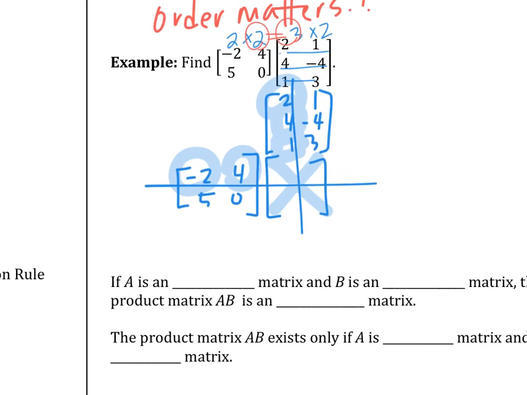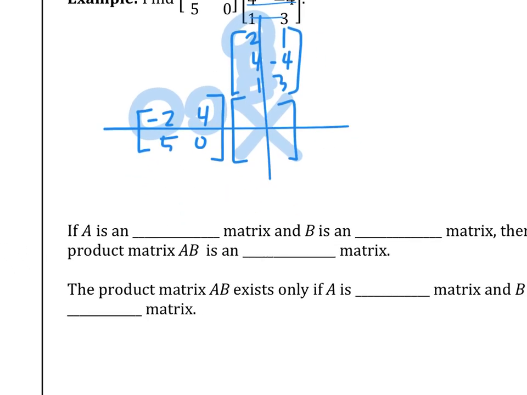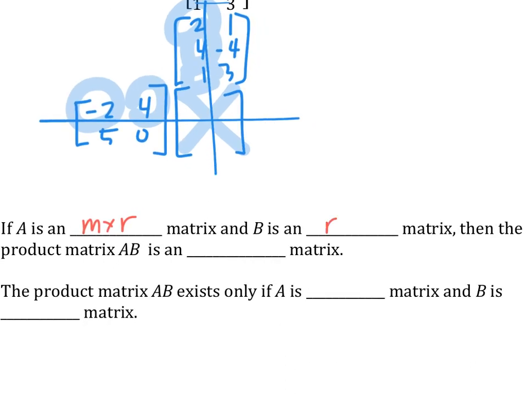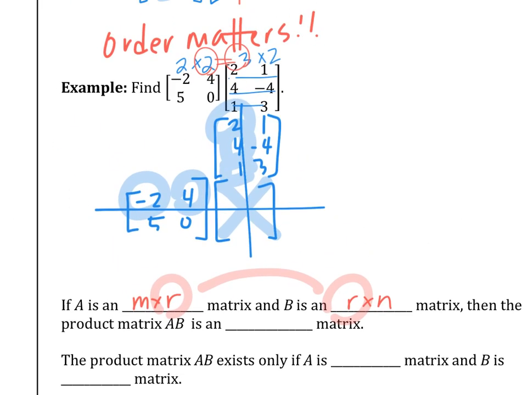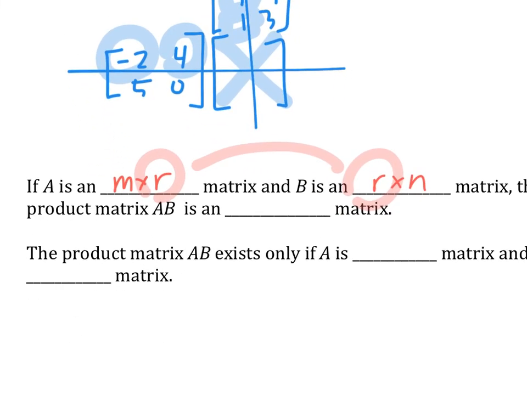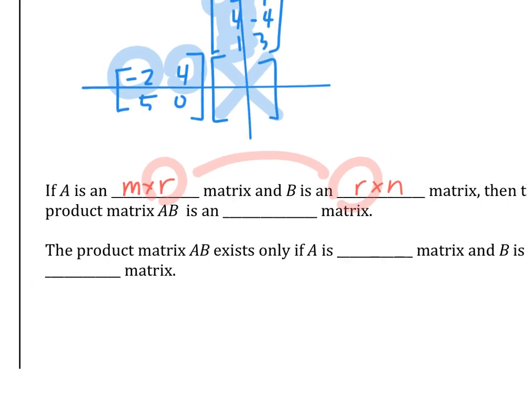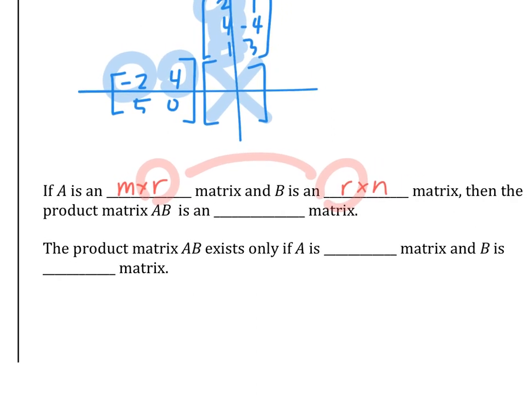Okay, so let's write that down here. If A is an M times R matrix and B is an R times N matrix, then when the two in the middle are exactly the same, we can multiply. Okay, so for example, this one that we just looked at, 2 by 2 times 3 by 2, that cannot multiply. Now, if you can multiply, then the final matrix is going to be the two ends, M by N. So that gives me the final size of the matrix.